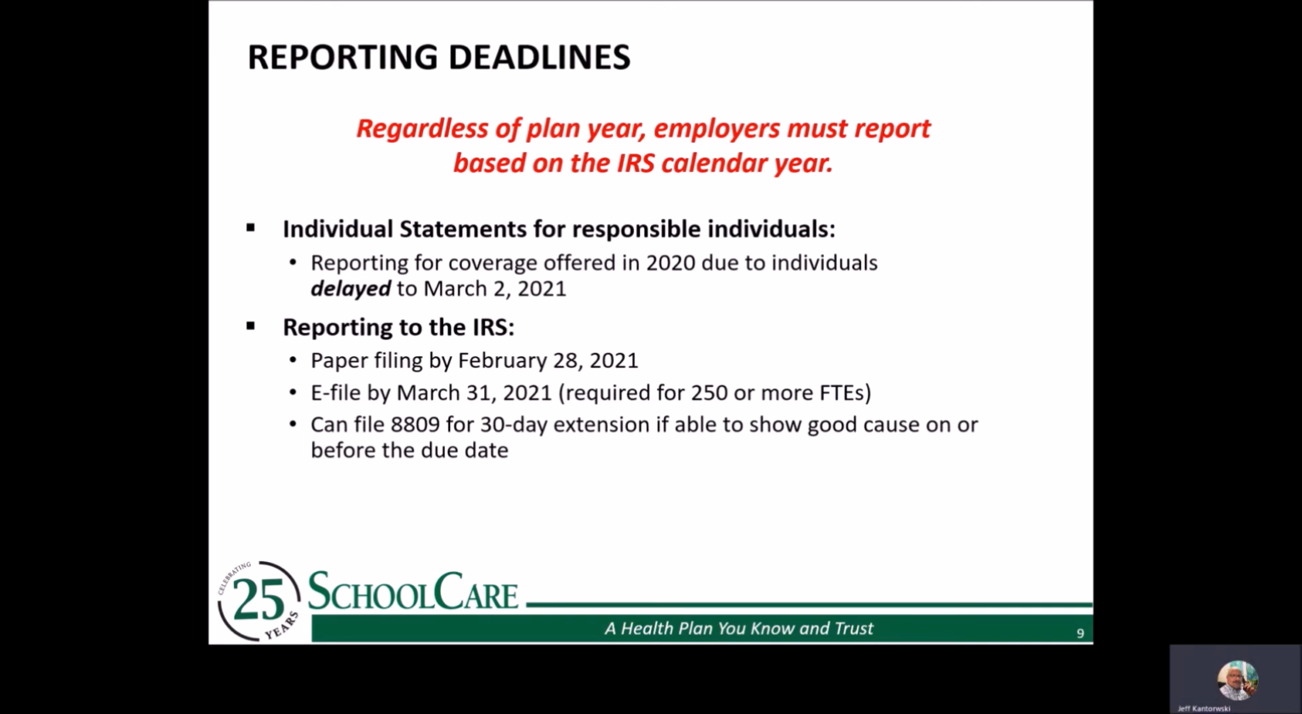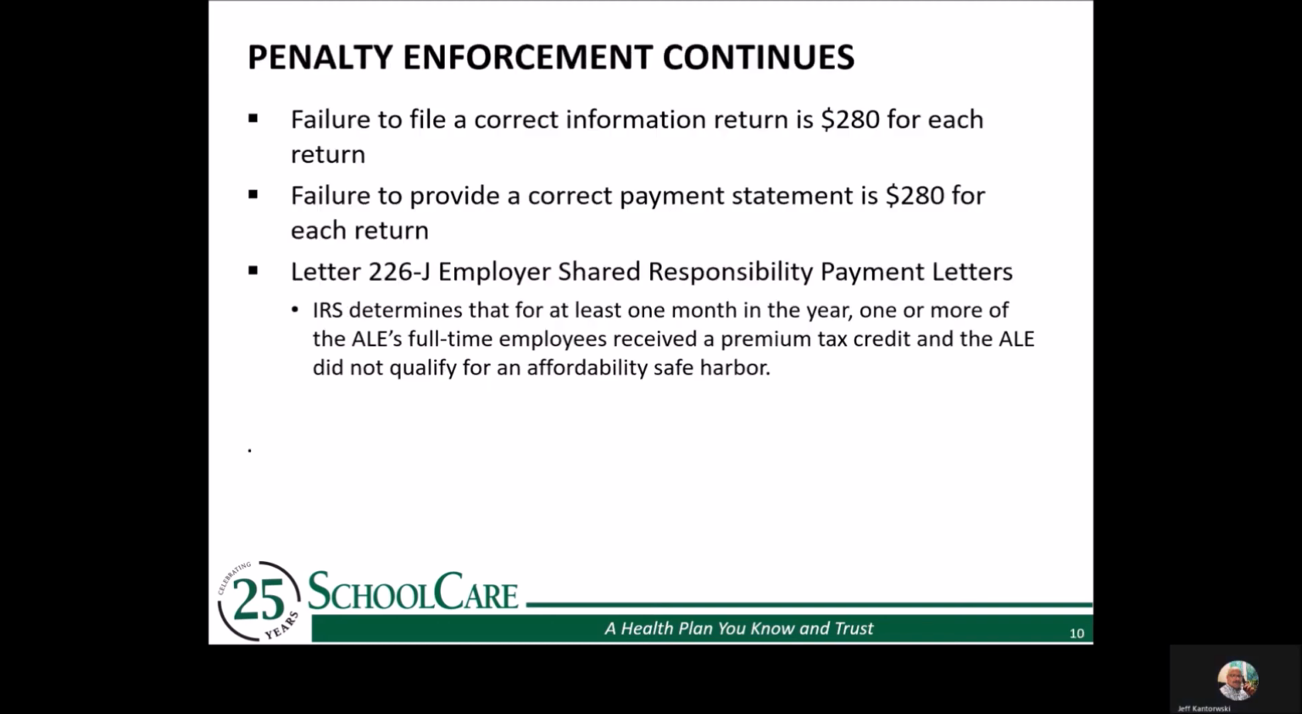Those who e-file and those employers that are required to e-file due to 250 or more full-time equivalent employees must file by March 31st of 2021. If there is an extenuating circumstance for which you can show good cause for requesting an extension for reporting to the IRS, be sure to file Form 8809 on or before the February 28th or March 31st, 2021 deadlines as applicable. This reporting is not optional.